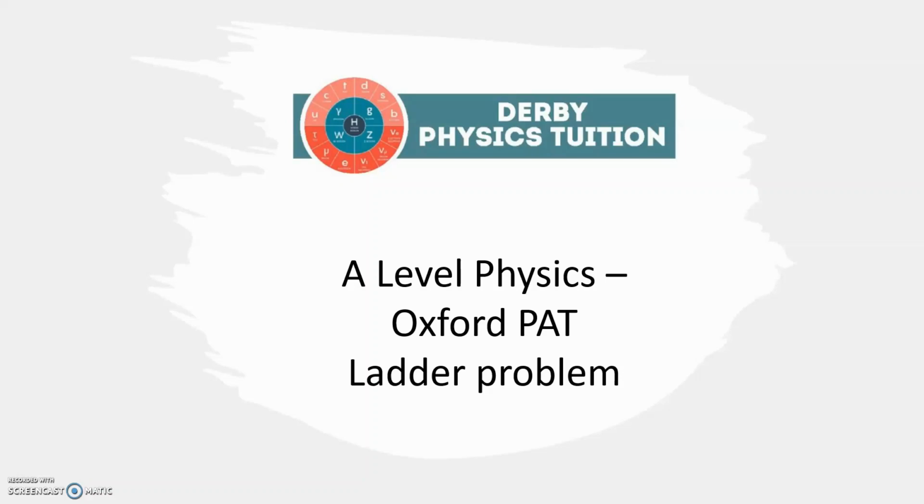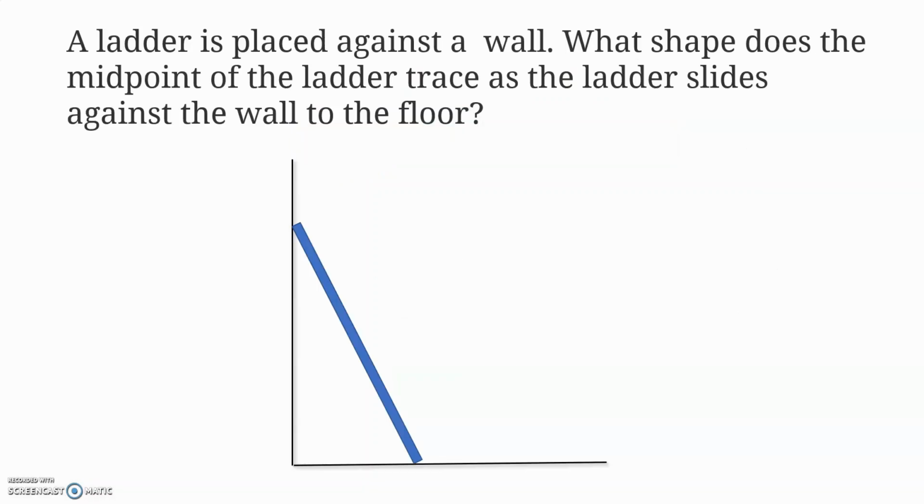I'm working with a student who is applying to the University of Oxford, and as part of the application process students need to sit a paper called the Physics Aptitude test, and this is a type of question you might find in the paper or you might be asked at interview. And this is a ladder problem. Let's get straight into what the problem is.